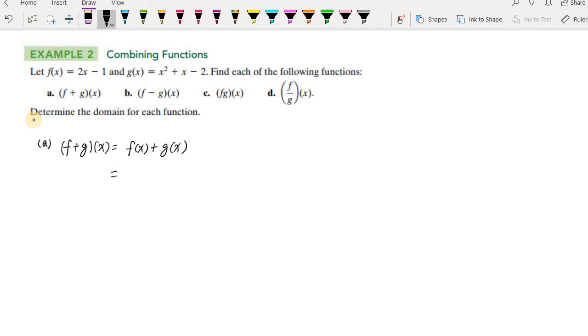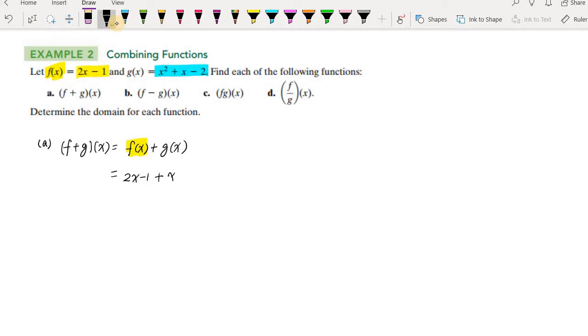So I'm just going to do a substitution. We have f of x, which is right there. Substituting, that will be 2x minus 1, plus g of x. g of x is right there.